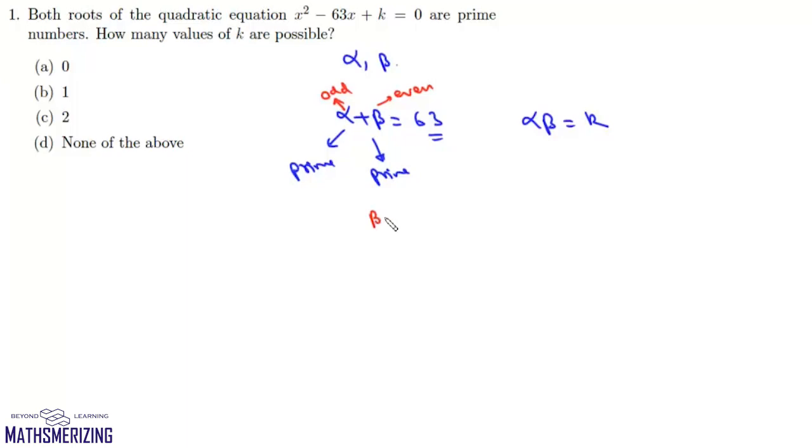So that means the value of beta is 2. If the value of beta is 2, then the value of alpha is 61. In that case, we'll have the value of k as 61 into 2, and it'll be 122. So the number of values of k which are possible is simply 1, and that's your option B.